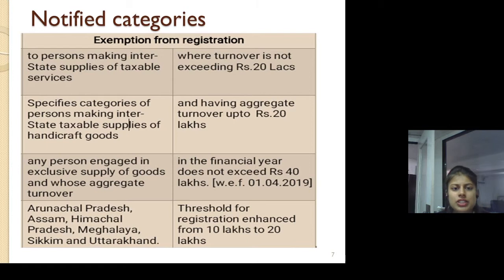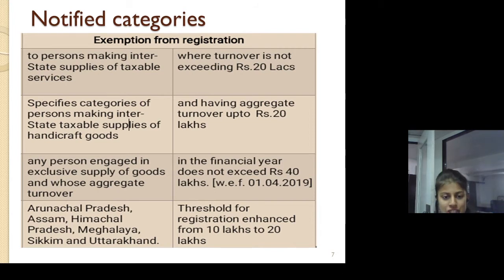See, first is persons making interstate supplies of taxable services. If you are making interstate supply of services, please note the important word here is services. If you are making interstate supply of goods, then this exemption is not available. It is only for services where turnover is not exceeding 20 lakhs. You will come to know when you come to section 24 why this exemption has come here. This specifies categories of persons making interstate taxable supplies of handicraft goods, and then their turnover is up to 20 lakhs. If you are making interstate supplies of goods, then you are liable to register. But if you are making handicraft goods and your turnover is within 20 lakhs, then you are not liable.